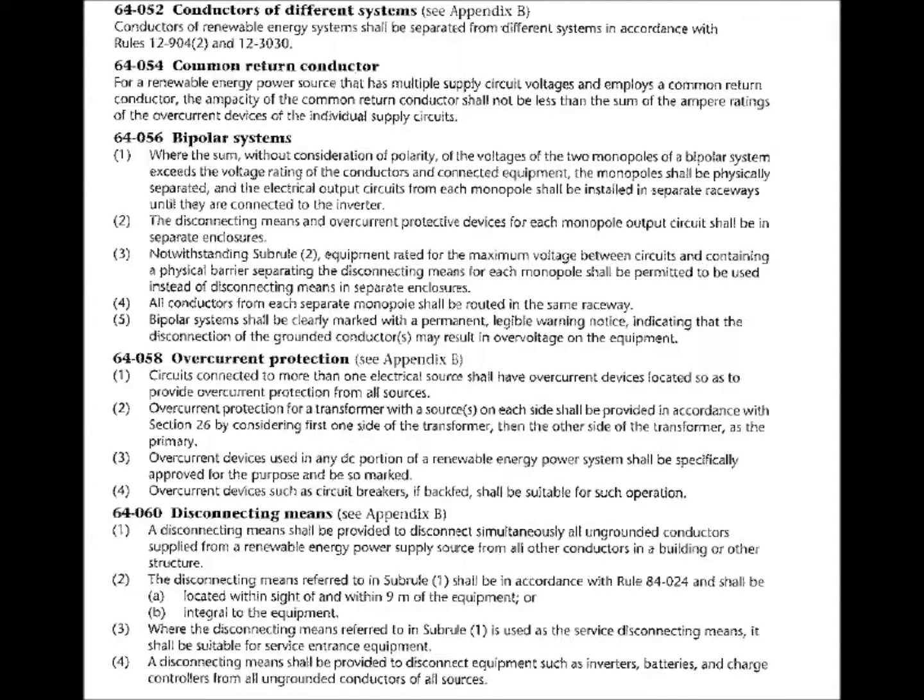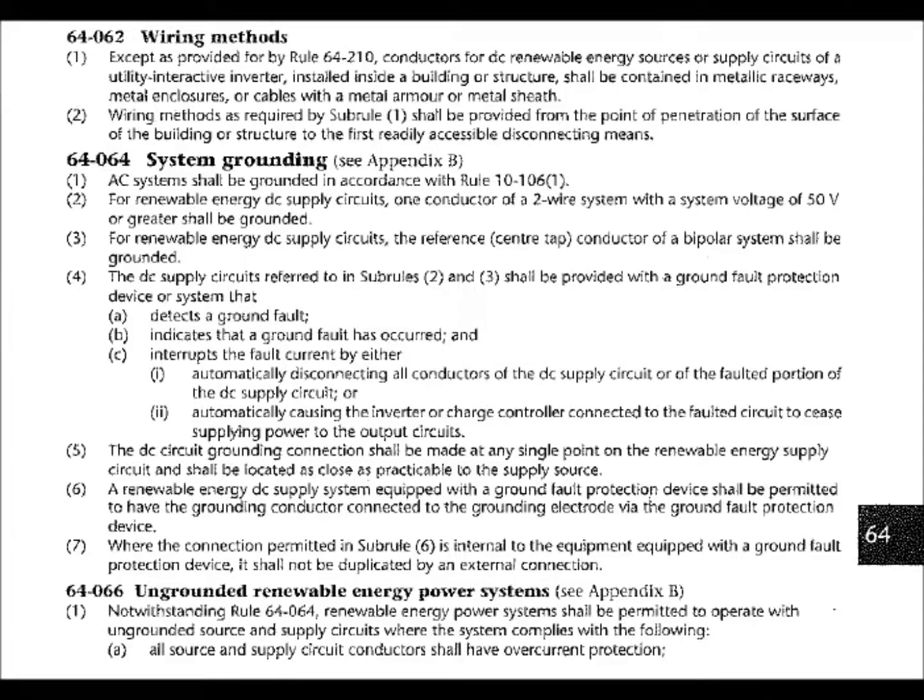These are some general rules for renewable energy power systems. All the conductors from different power or distribution transformers must be separated according to Rule 12-904, Sub-Rule 2, and 12-3030. For each individual electrical source, overload protection must be provided according to Rule 64-58, Sub-Rule 1. It is important to have a separate disconnecting means for a renewable energy power supply source from all conductors in a building, as stated in Rule 64-60, and it must be located within sight of and within 9 meters of equipment or integral to the equipment.